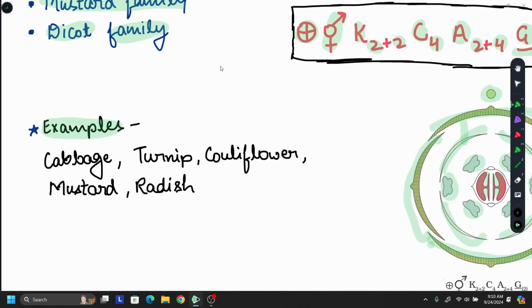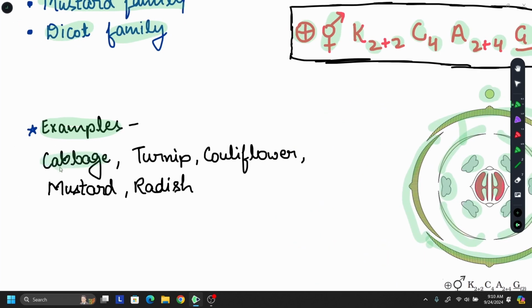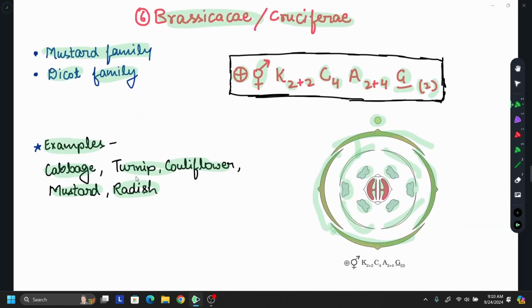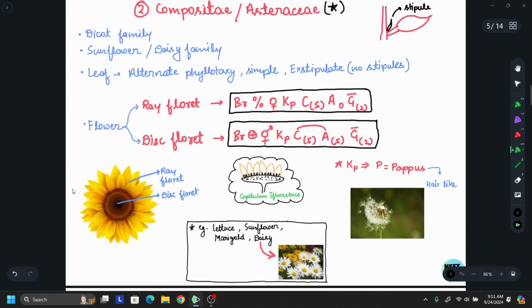Now coming to examples: cabbage, turnip, cauliflower, mustard, and radish. These are the examples of the Brassicaceae or Cruciferae family. Now class 11th students can leave the video, because the class 11th portion is all done. Now all the other families are just for NEET students only.